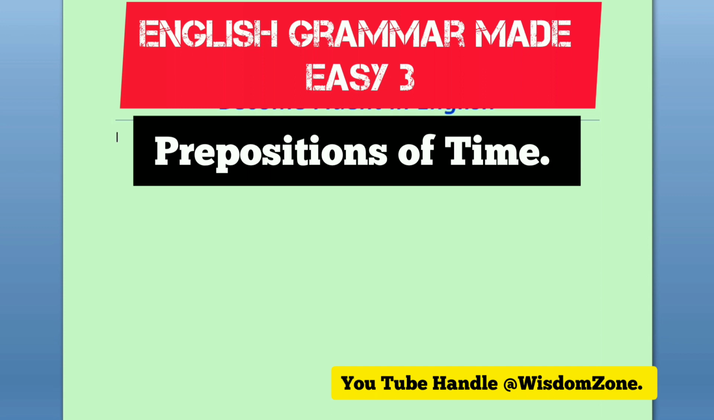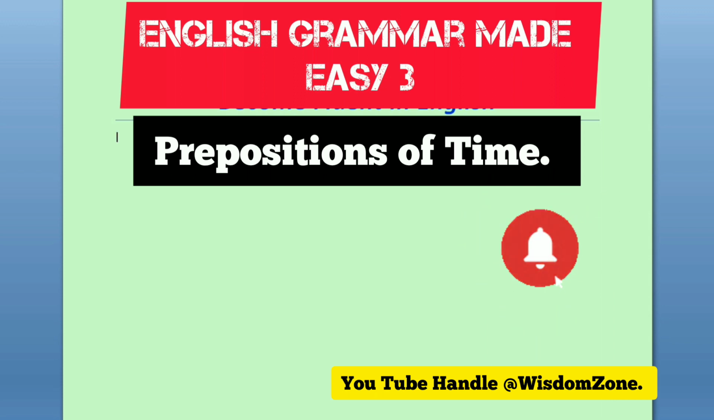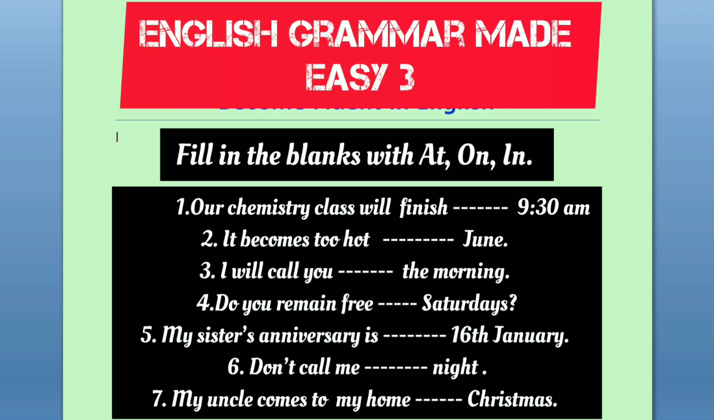Okay, so let's move on. Let me quickly go ahead and do a small exercise which is going to help you immensely to understand, and it would be a nice revision. As you see on your screen, some sentences are given. So the first is: our chemistry class will finish dash 9:30 a.m. So I'm talking about a specific time and hours. Then obviously I'm going to use at. Our chemistry class will finish at 9:30 a.m.